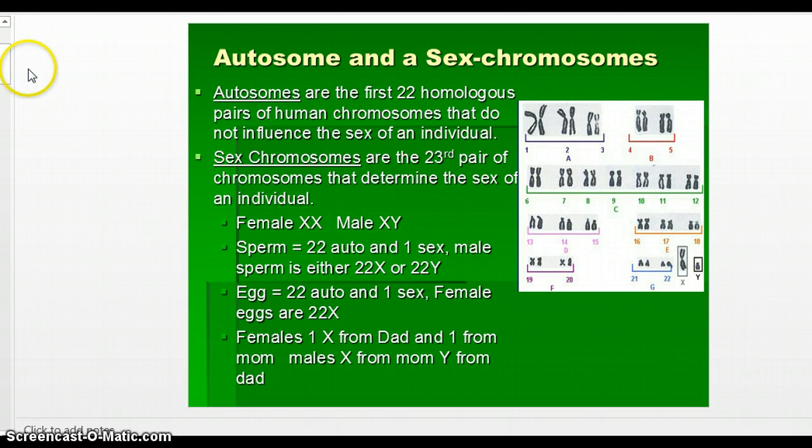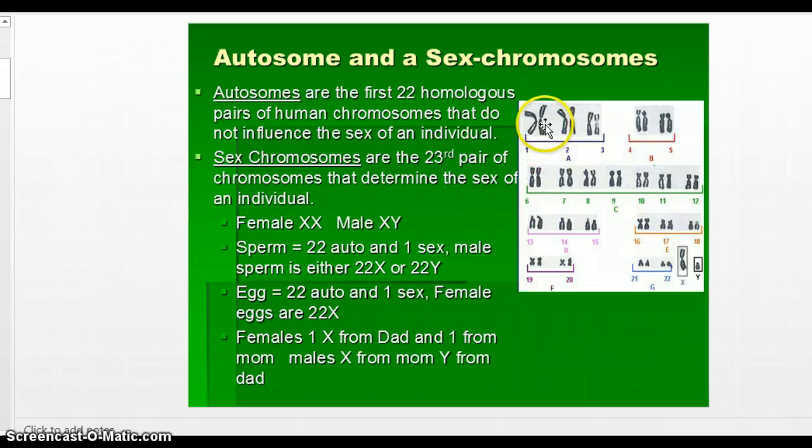Okay. Some vocabulary words. Autosome, chromosomes, and sex chromosomes. Autosomes are the first 22 homologous chromosomes. They have nothing to do with the sex of the individual. So if you look at the karyotype off to the right, 1 through 22, our chromosomes are numbered by size. So chromosome 1 is the largest one.